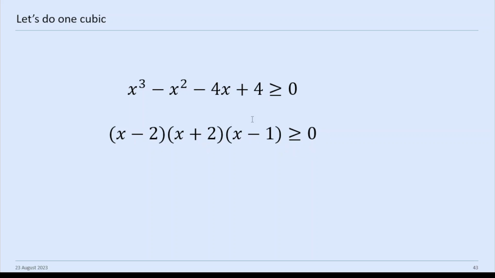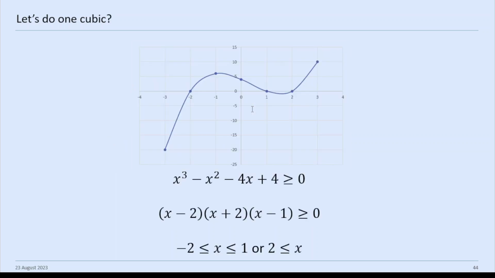I mean, it's just worth checking. And I'll tell you how you factorize it. Well, we just put them all in one by one. Put in 1, you get 1 minus 1 minus 4 plus 4, that's 0. Put in 2, you get 8 minus 4 minus 8 plus 4, that's 0. Put in minus 2, you get minus 8 minus 4 plus 8 plus 4. So that's 0. So that's how it factorizes. There is a video on factorizing cubics on the channel.